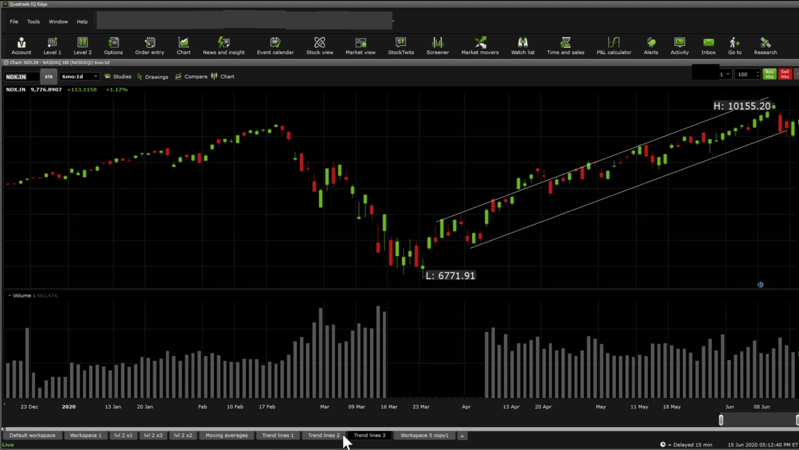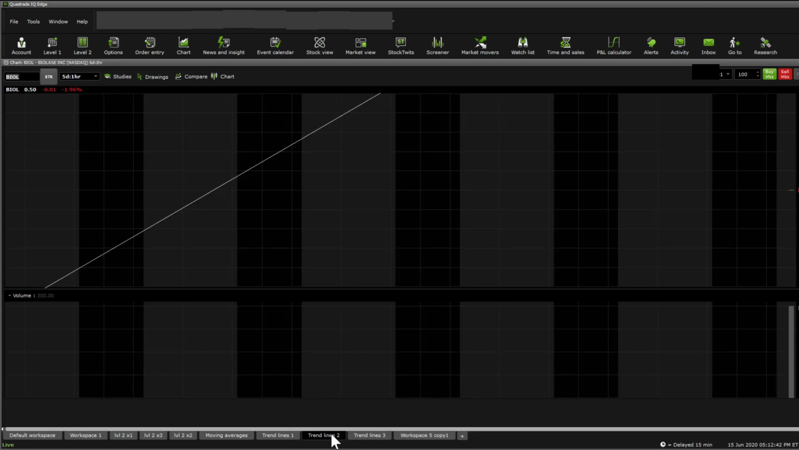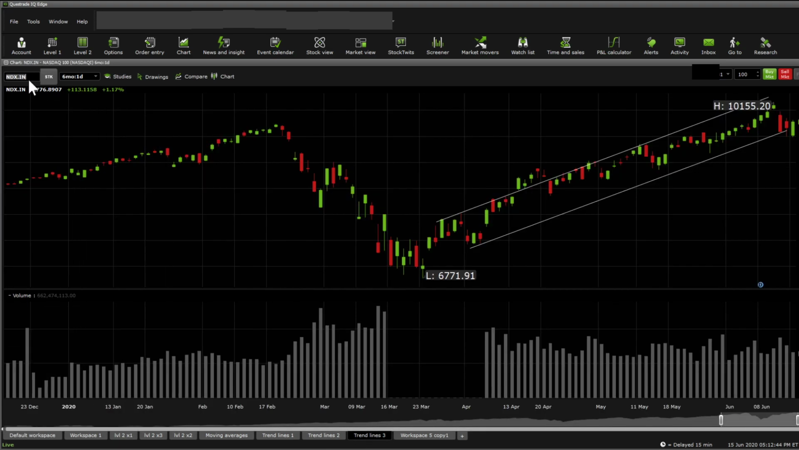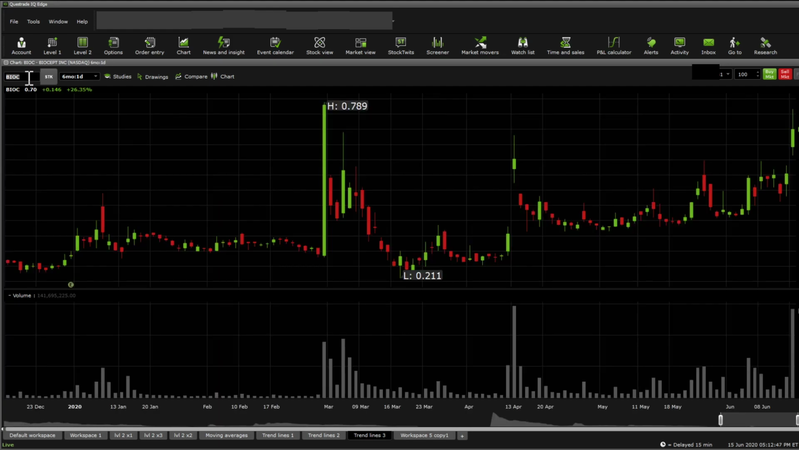So let's take a quick look into perhaps trend lines here. What is the trend line for this? We're going to do the 6 months, 1 day.